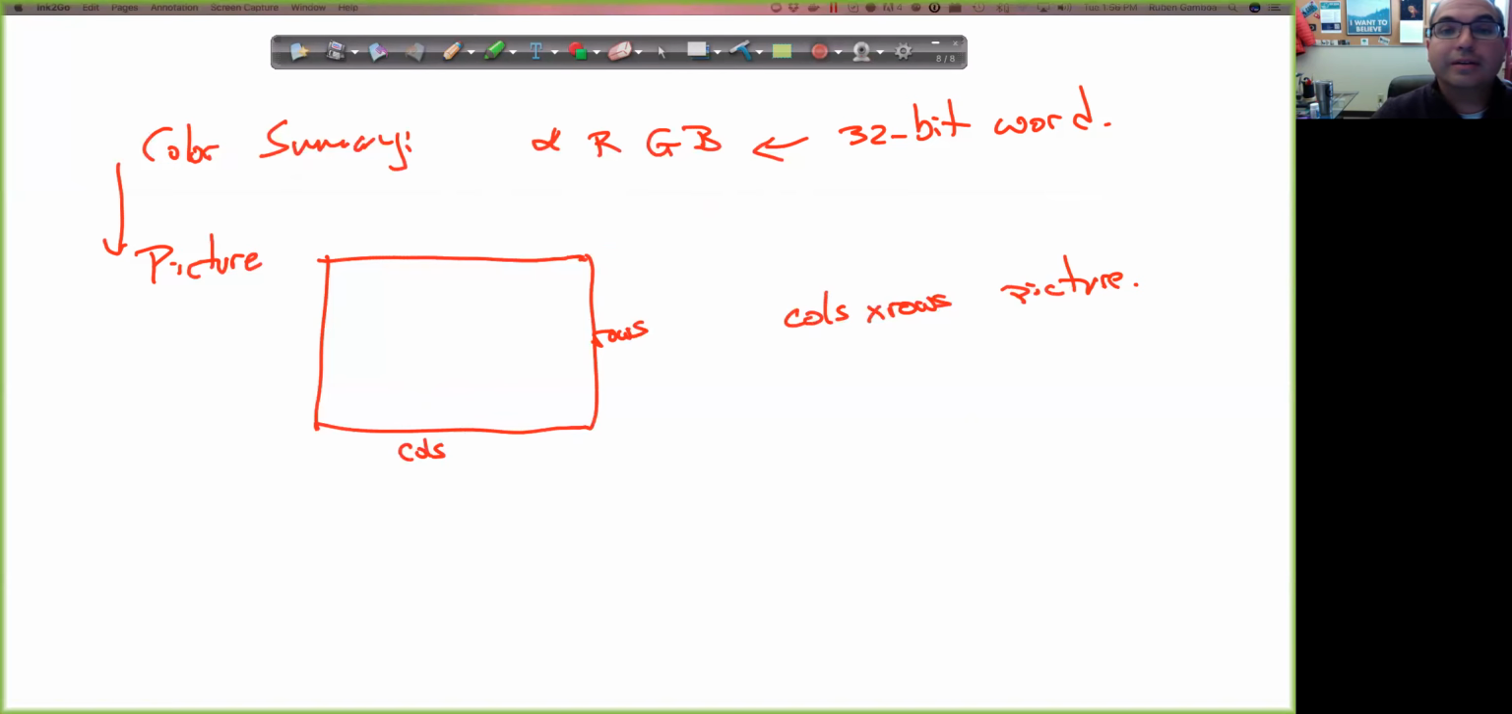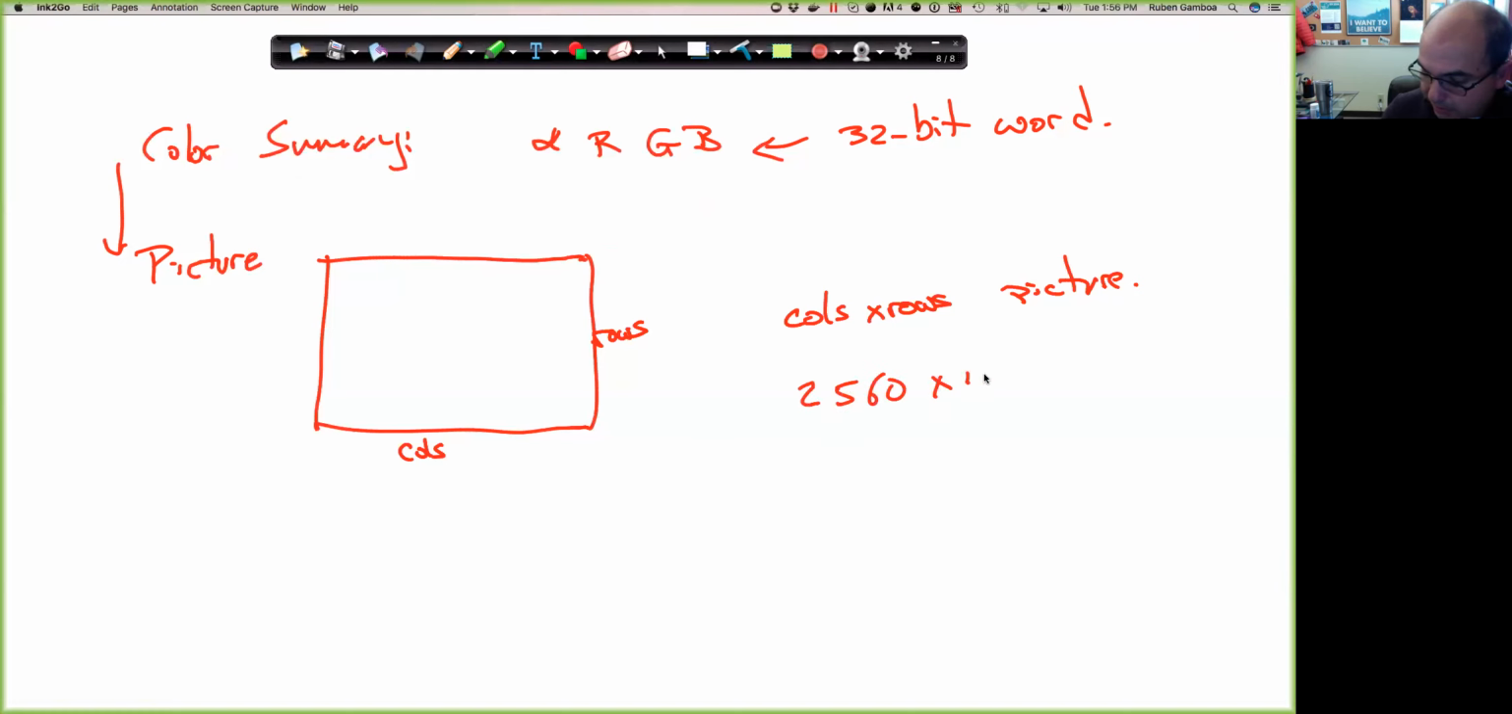Let me check what my system has. This is my computer, and it's listed as 2560 times 1440 resolution. That's my monitor. So that is the number of columns that it can display, and that is the number of rows that it can display. As you can see, it's wider than it is tall, which is pretty typical for monitors these days. So that's how we say the shape, the size of a picture.